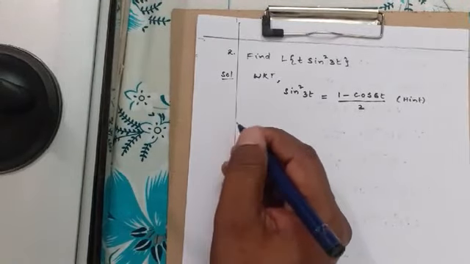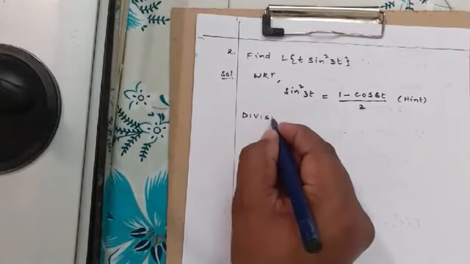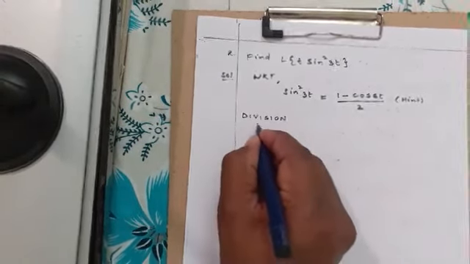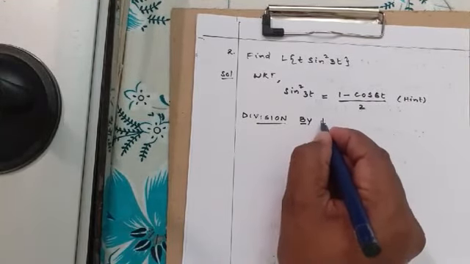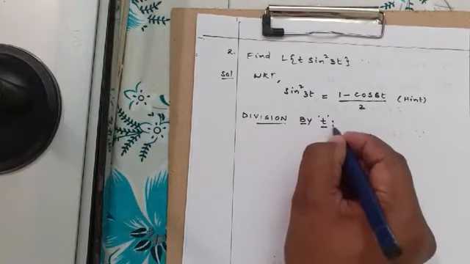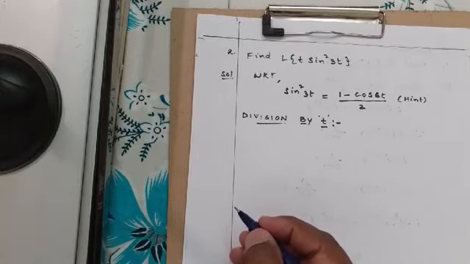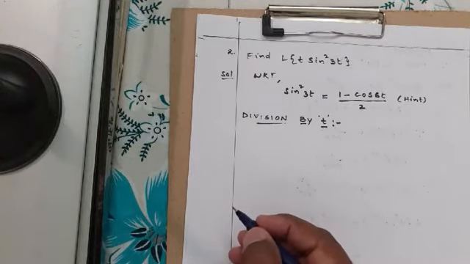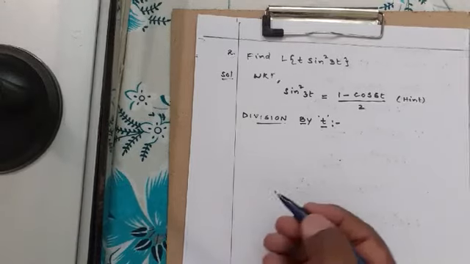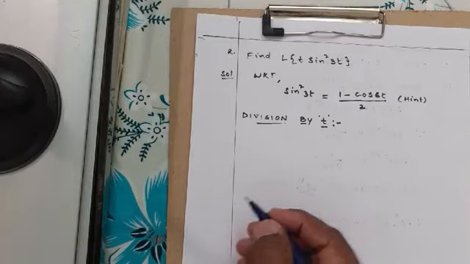Now we'll write the next topic, that is division by t, small t. The previous topic was multiplication by t power n. This is division by t. So remember, whatever we are studying today is very important for your final exam. So concentrate on this, practice more and more problems so that it will be easy for you.